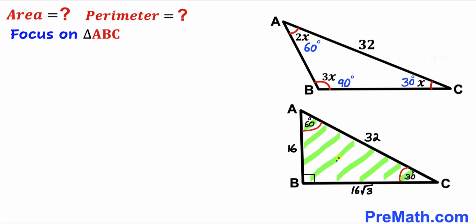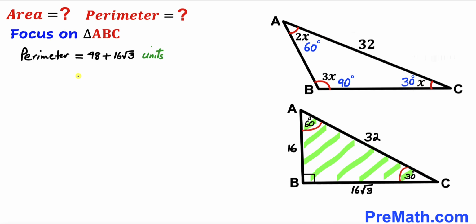Now let's focus once again on this triangle ABC. This time we are going to calculate the perimeter of this triangle ABC. We know the perimeter is simply the sum of all these side lengths of the triangle. So the perimeter is going to be 16 plus 32 plus 16 times square root of 3. If we combine all these terms, that is going to give us 48 plus 16 times square root of 3. So the perimeter of this triangle turns out to be 48 plus 16 times square root of 3 units.